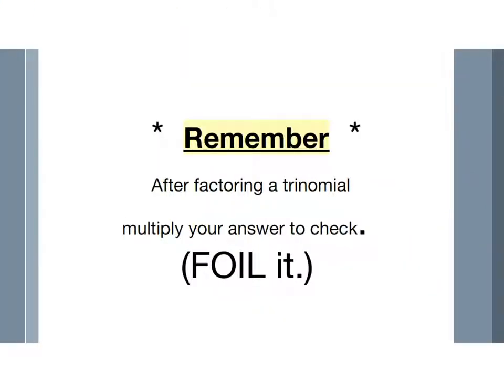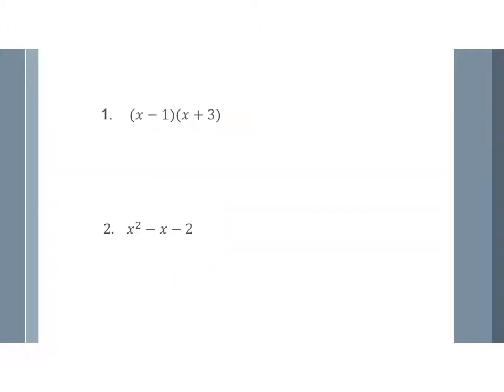So again, remember, after you factor, multiply your answers to check it, so FOIL it. The key thing to usually check is going to be the outer and the inner to make sure that it does give you that middle term. Usually first and last are going to be pretty obvious. So I know this one isn't a factoring question. This is a multiplication question.